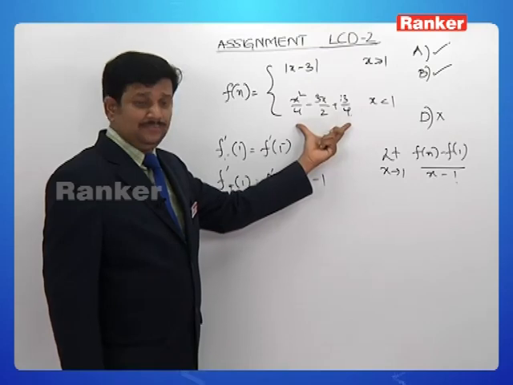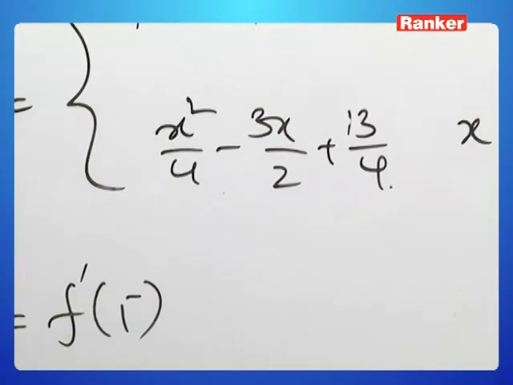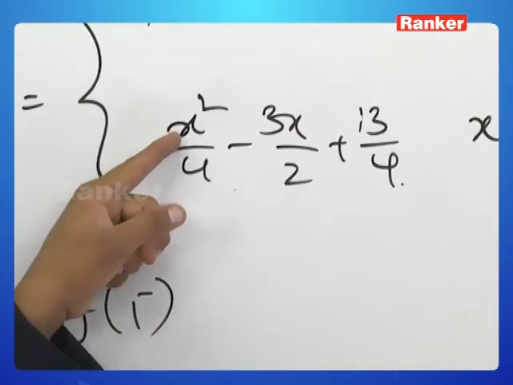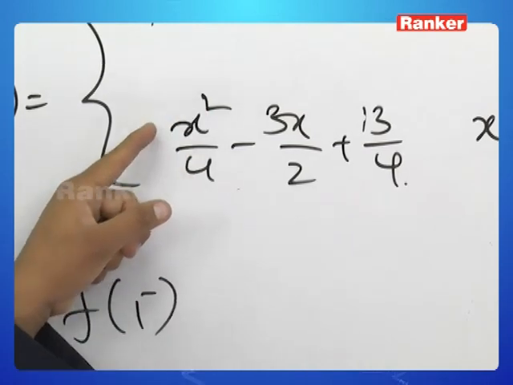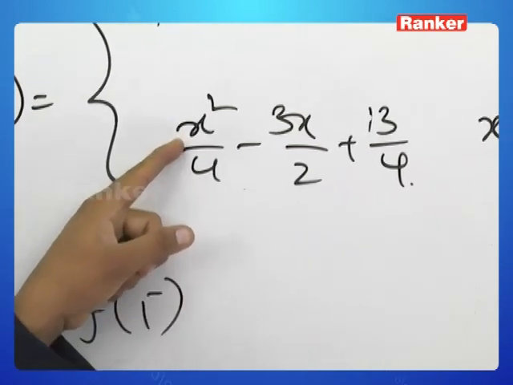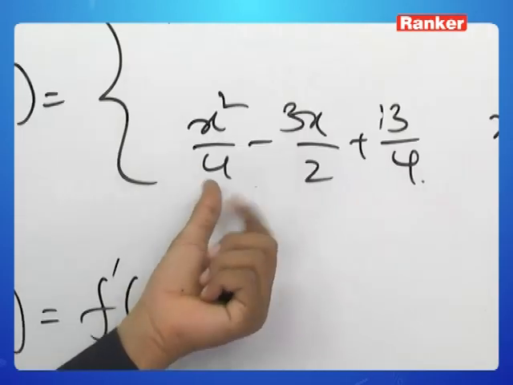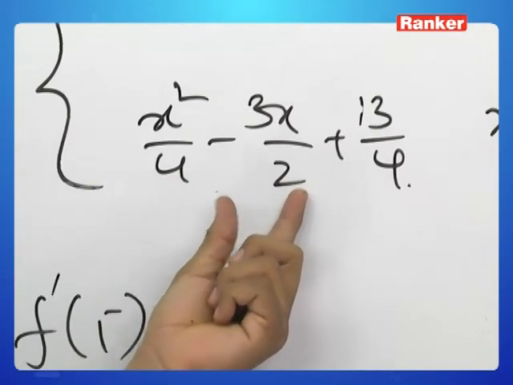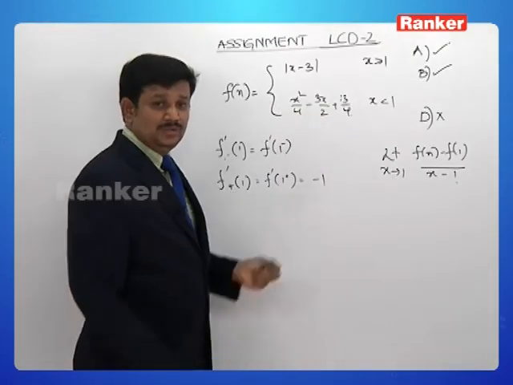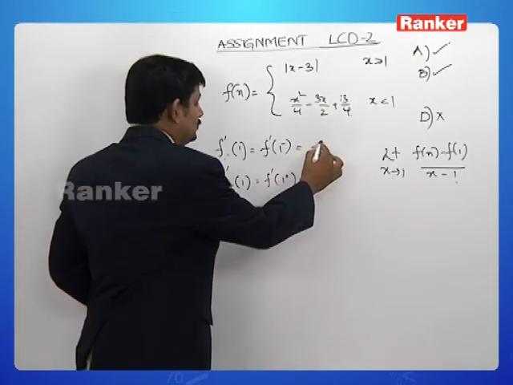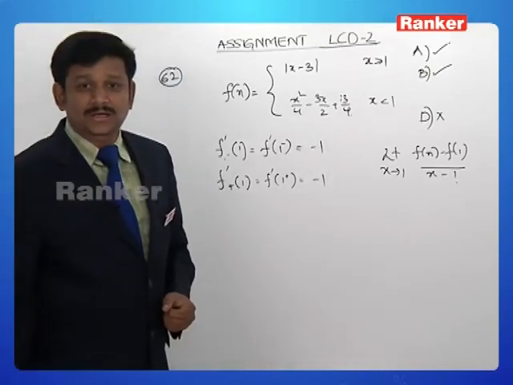Differentiate this. 2x square by 4. X square on differentiation gives 2x by 4, x by 2. X by 2 at 1 is 1 by 2. 1 by 2 minus the derivative of this is 3 by 2. 1 by 2 minus 3 by 2 is minus 1. So the left hand derivative is also minus 1.